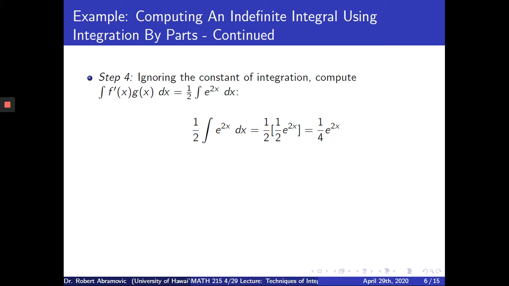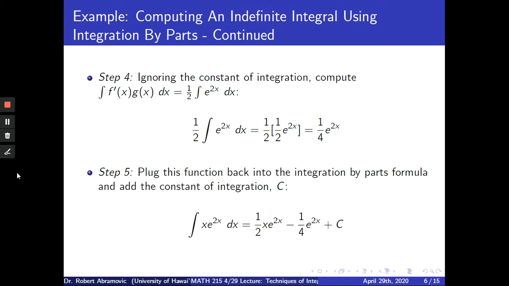Let's continue this process of computing the indefinite integral. For now, as we've seen before, we ignore the constant of integration, and we compute the antiderivative of f prime times g. It is 1/2 e to the 2x dx. The antiderivative of e to the 2x is 1/2 e to the 2x. You multiply it by the 1/2 that lives outside, 1/2 times 1/2 is equal to 1/4. So we're left with 1/4 e to the 2x.